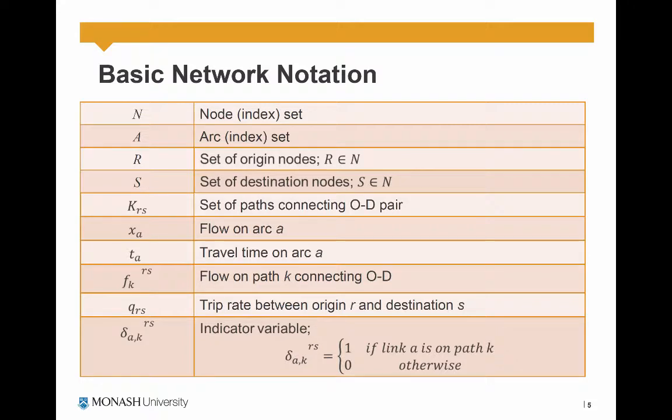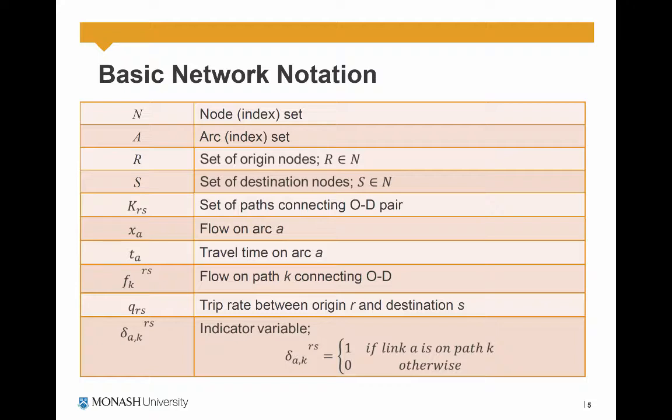There are a few basic notations in traffic assignment modeling that we will frequently use in this lecture. Capital N represents the set of nodes in the network. Capital A represents the set of arcs or links in the network. Capital R is the set of the origin nodes, therefore R is a subset of N because it's a set of nodes. Same with destination nodes, that is represented by capital S. Capital S is a subset of N. Capital A_RS is the set of paths connecting origin R and destination S.